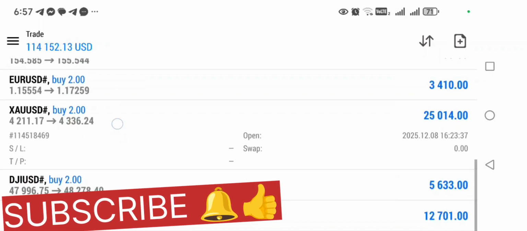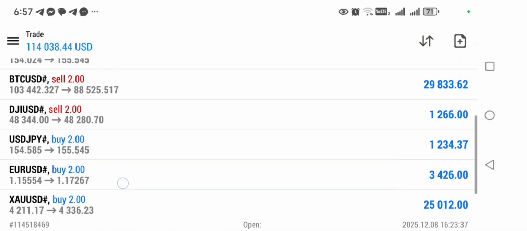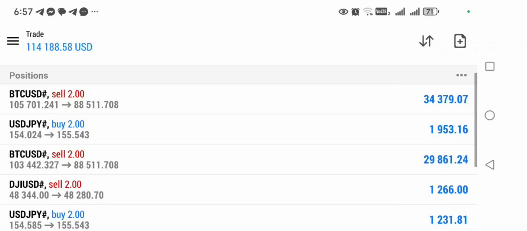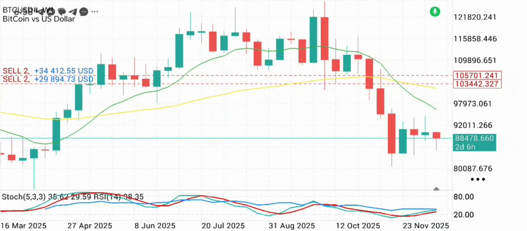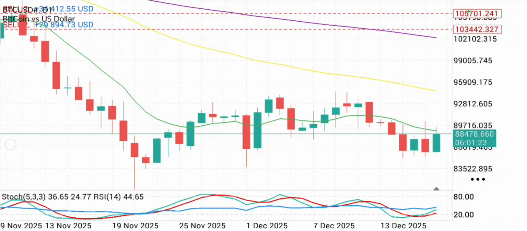The market showed clear bullish pressure, and buyers were in full control. That breakout gave us the confirmation we needed, so we entered with confidence, riding the wave of momentum. Our goal here was simple. Follow the trend, don't fight it.